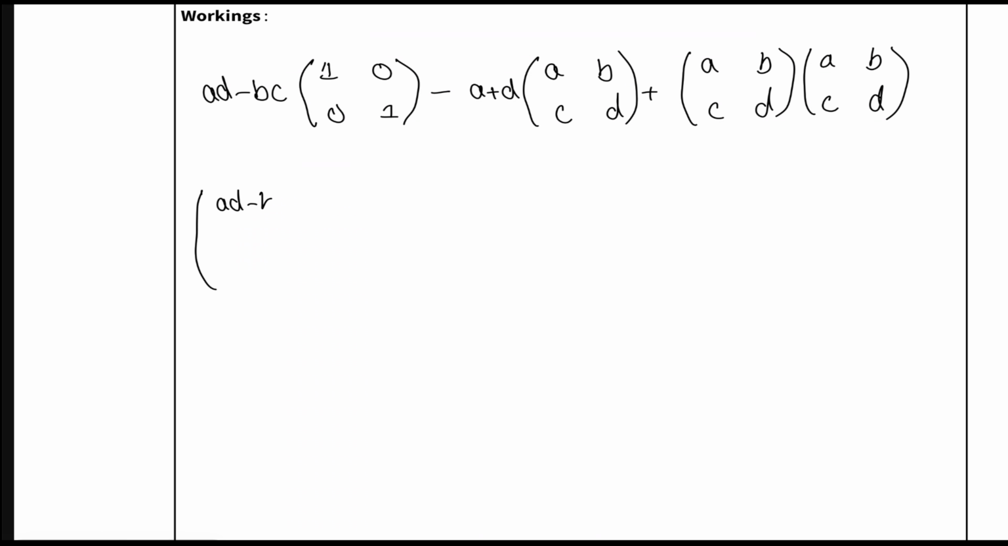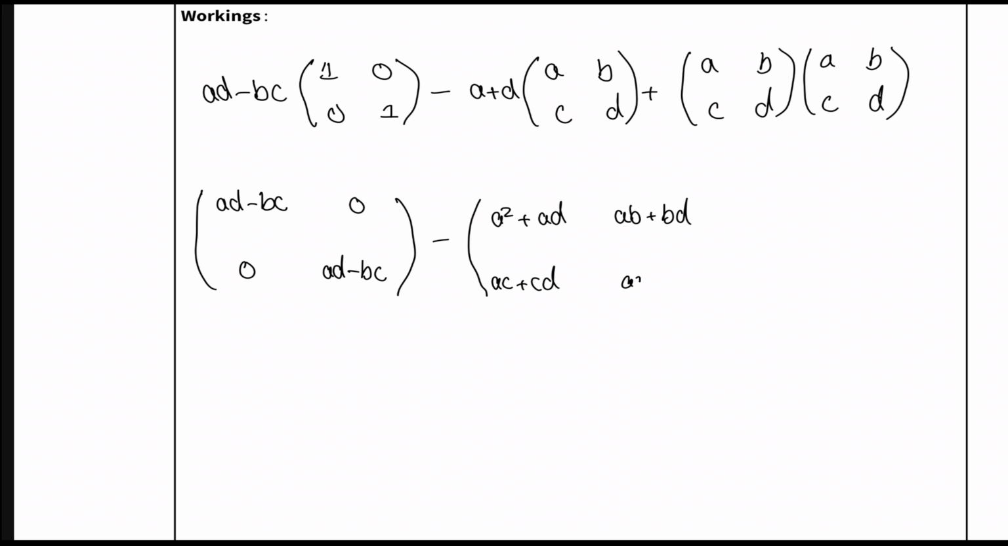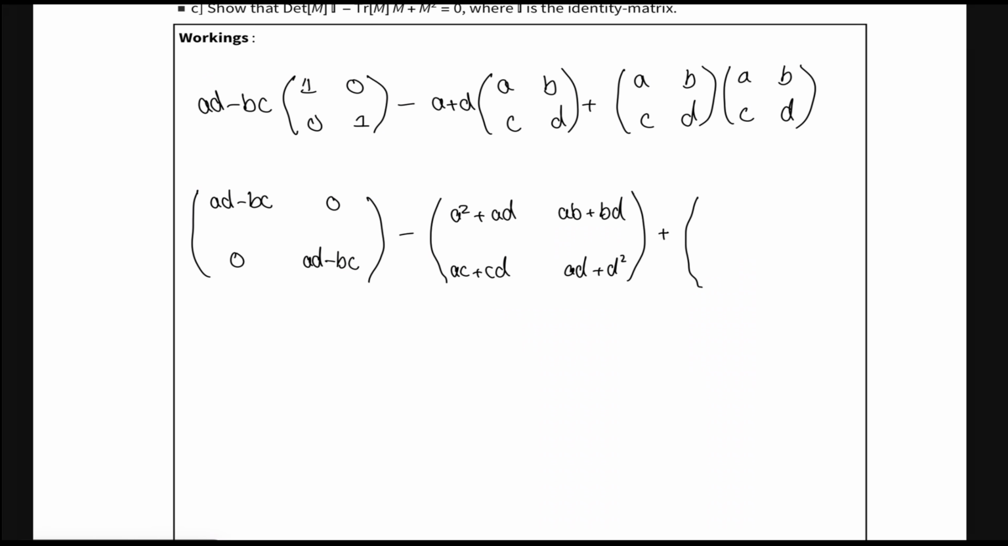Cool. So if we expand out the determinant, we get this. If we expand this out, we get A squared plus AD, AB plus BD, and then AC plus CD, and AD plus D squared. And we're going to add that with A squared plus BC, AB plus BD, AC plus DC, and then CB plus D squared.